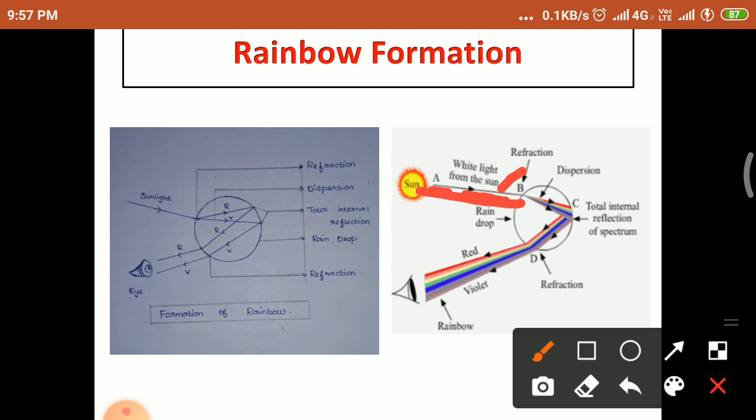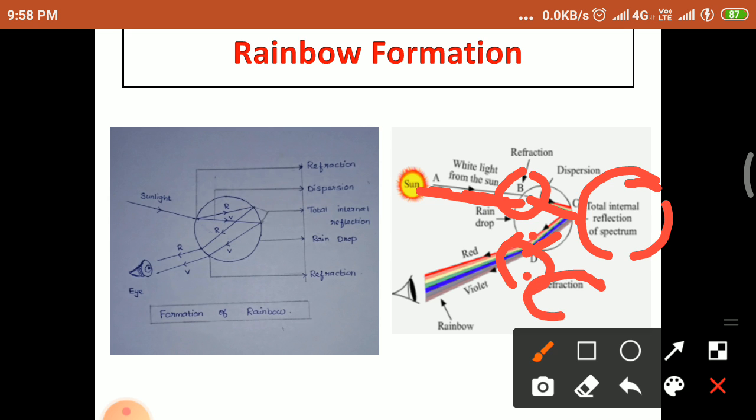So at B position the refraction takes place. Then again the dispersion takes place. Then within this raindrop the reflection takes place, so it is called total internal reflection. Here again the light comes out from the water medium to air medium, so the refraction takes place. Here we can see the rainbow.